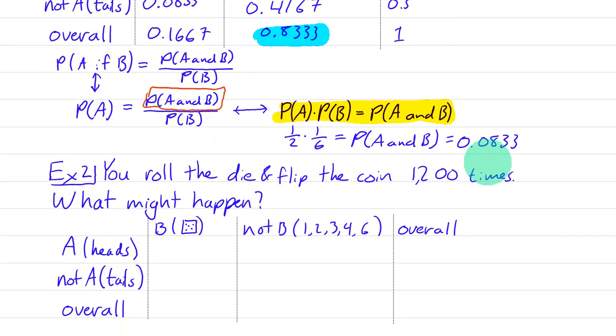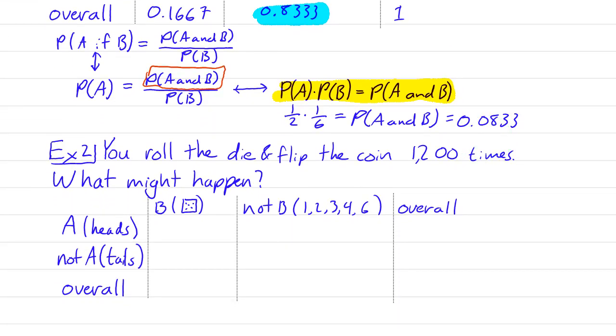Okay, now let's look at a related question. Let's say you repeat this experiment 1,200 times. So you roll the die, flip the coin, write down what happens, and then do that 1,199 more times. So let's look at what might happen here.